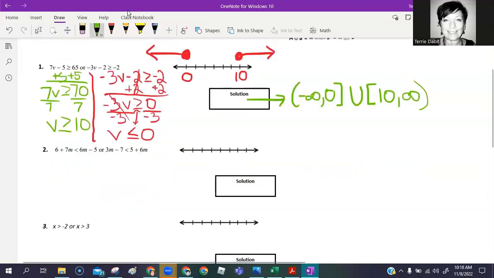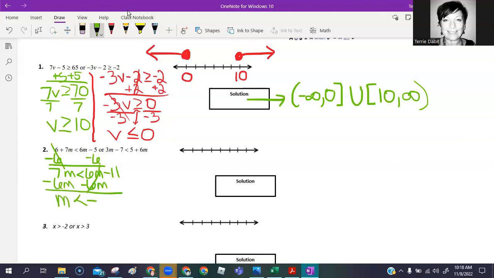Okay, number 2, I want to subtract 6 from both sides. So I get 7m is less than 6m minus 11. I subtract the 6m from both sides, and I'm left with m is less than -11. So at my negative 11, I have an open circle and it's less than.